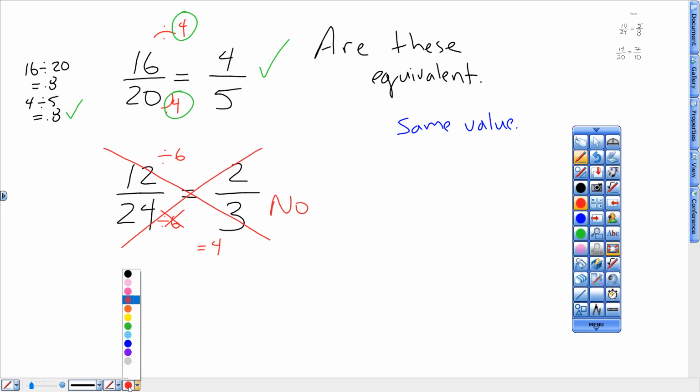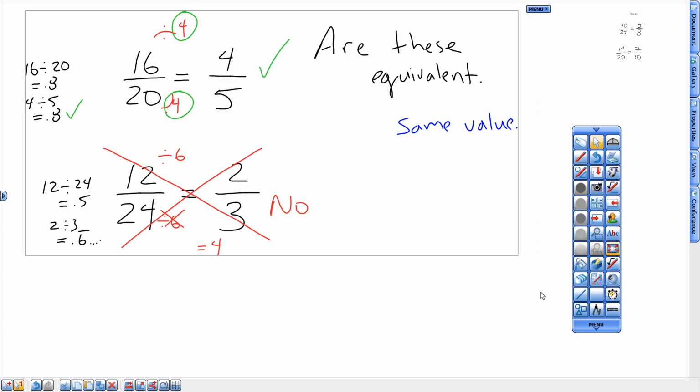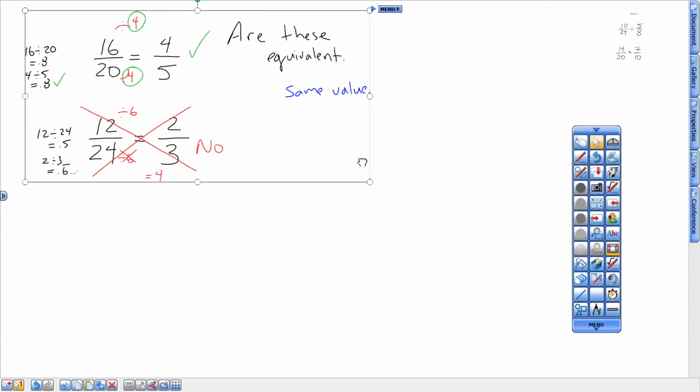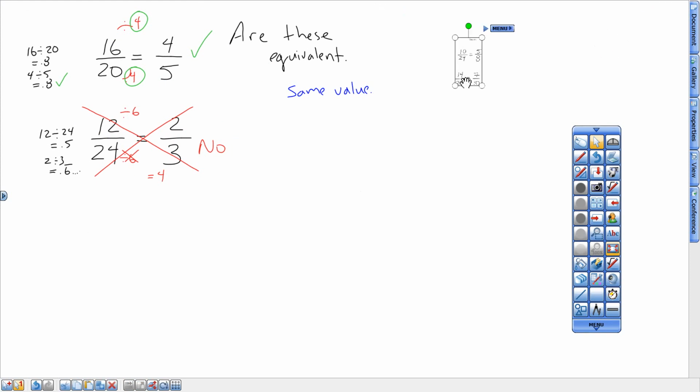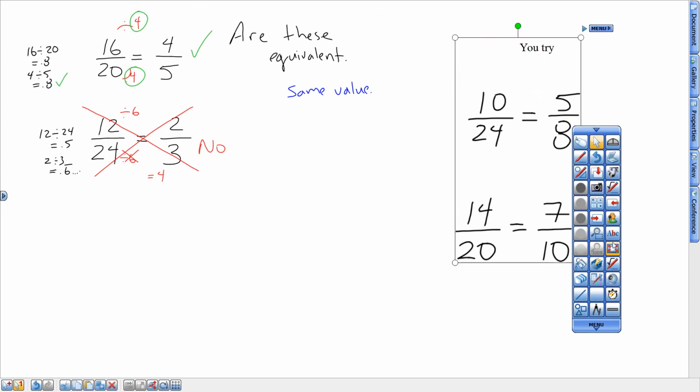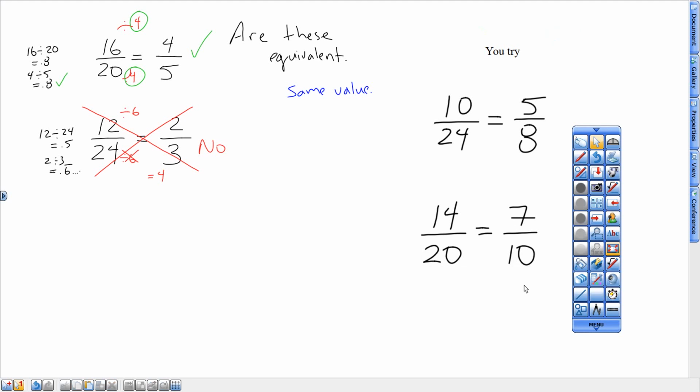And another way I could do that is find the value. Divide 12 by 24, and my calculator spits out 0.5. Divide 2 by 3, calculator spits out 0.6, repeating. So that is not equivalent by looking at ratios or finding the value. All right, I'm going to shrink this down and have you try the first set on your own. See if they're equivalent. Either use the ratio method where you're trying to see if it's the same number top and bottom, or use the value method, finding the value on your calculator.